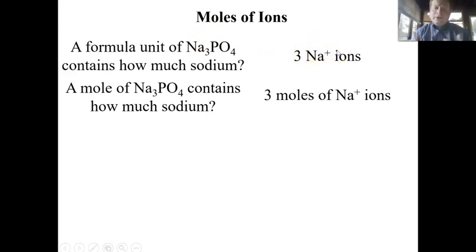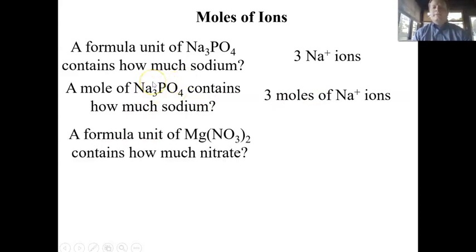You could use this in a conversion factor if you need to, as a fraction in dimensional analysis. You could say 1 of these is equal to 3 of those. Alternatively, and what we're going to be doing more of ourselves, is saying 1 mole of this is equal to 3 moles of this, right? And it just comes straight from the formula. Don't overthink it. We just pull it right out of the formula. There's 3 Na's in there.